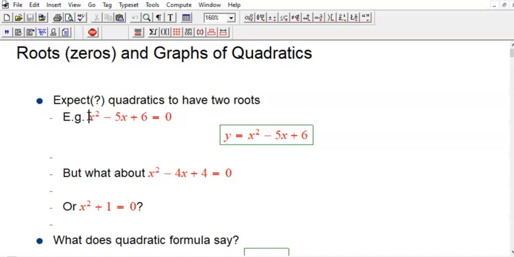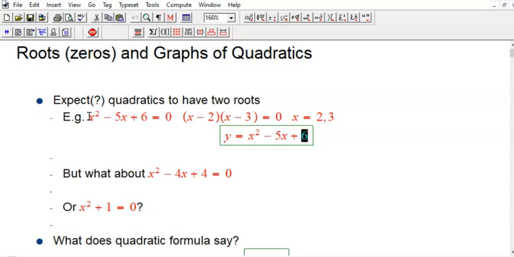So we've typically expected quadratic equations to have two roots. And so let's look at an example. Very simple kind of example, x squared minus 5x plus 6 equals 0. And this one happens to factor. And so when we set that equal to 0, of course, we get x equals 2 and 3. And so very nice, two real roots, real zeros.